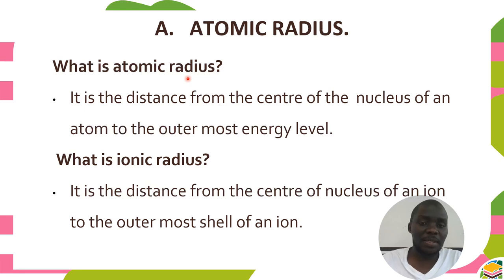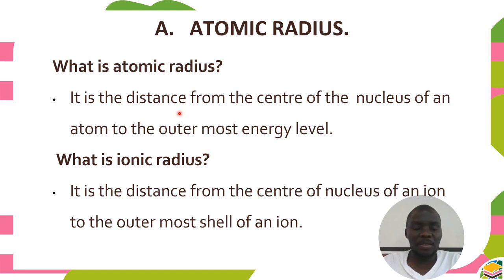So we'll start looking at atomic radius. In mathematics, we have an idea how a radius looks like, but now here we'll be looking at the atomic radius. It means we are going to be looking at the radius of an atom. So if we were to begin, we'll look at the definition of an atomic radius. So what is an atomic radius? An atomic radius simply means it's a distance from the center of the nucleus of an atom to the outermost energy level.